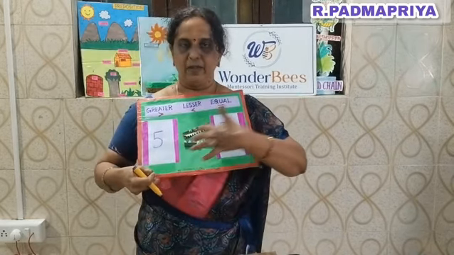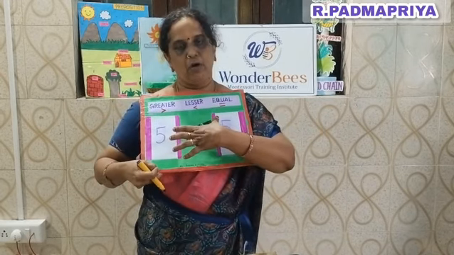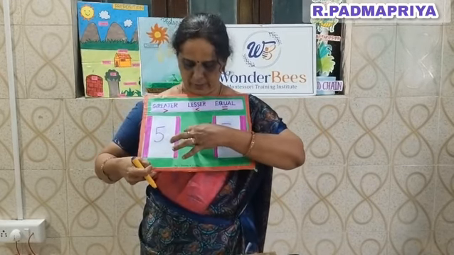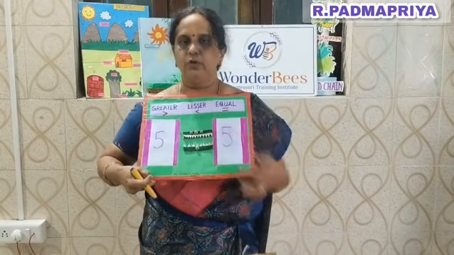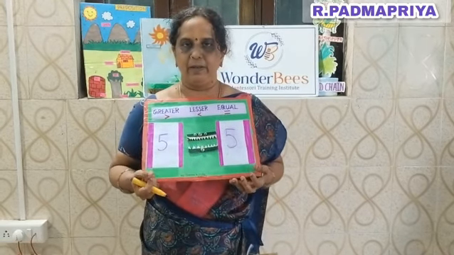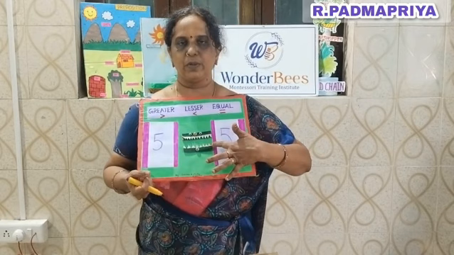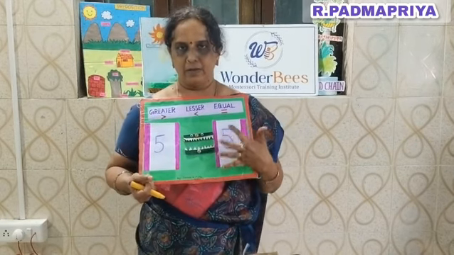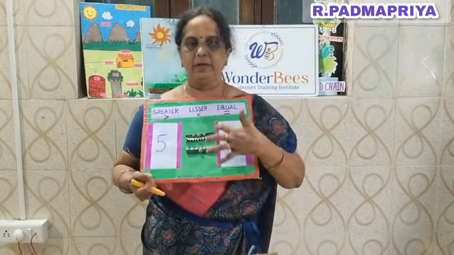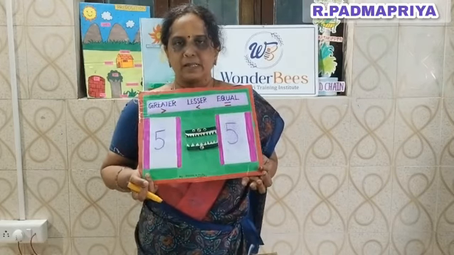Now this is 5 and this is also 5. Both the numbers are equal to each other. So when we have two similar numbers, two equal numbers, they have the equal to sign in between. So right now we've seen greater number, equal number and lesser number in this lesson.